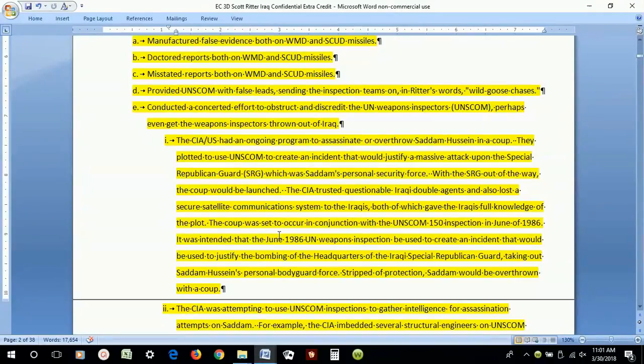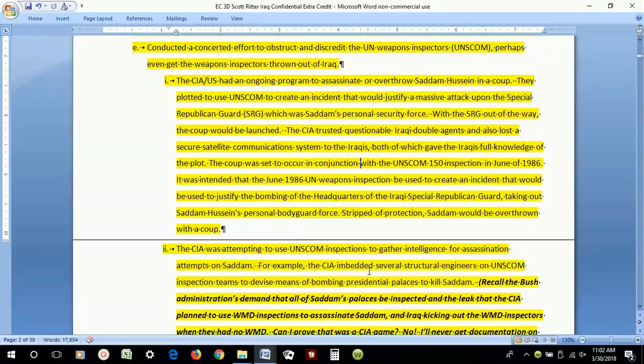The coup was set to occur in conjunction with the UNSCOM 150 inspection in June of 1986. It was intended that the June 1986 UN weapons inspection be used to create an incident that would be used to justify bombing of the headquarters. Well, I pretty much said that, right? Taking out Saddam's personal bodyguard force. Stripped of protection, Saddam would be overthrown with a coup.